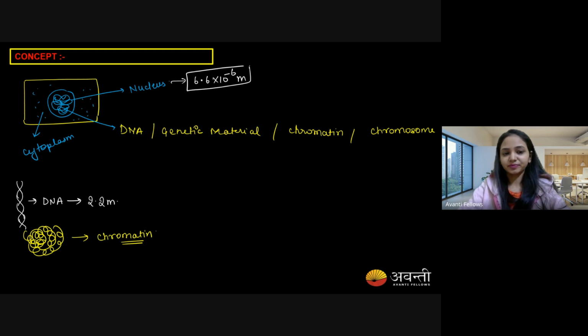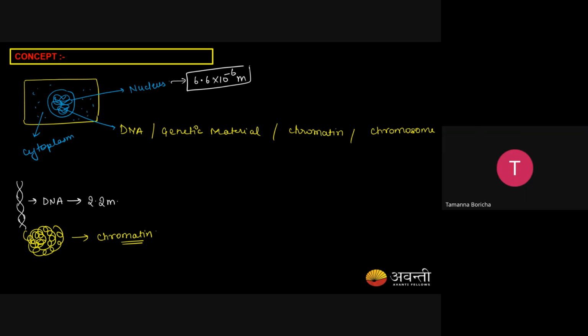Chromatin is the most condensed form. Then why do we need to convert chromatin into chromosome? What is the need of chromosome here? Why are we converting chromatin into chromosome? Because we want to divide it into two nuclei.